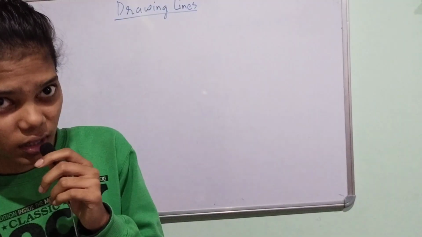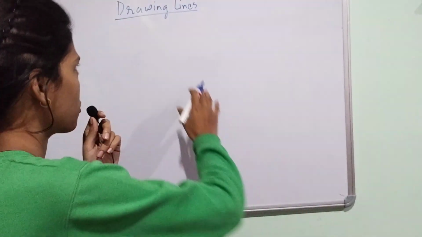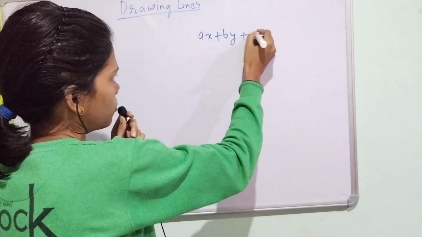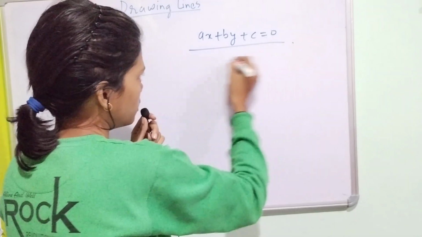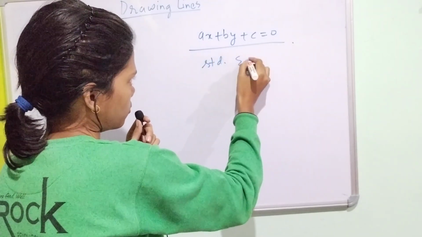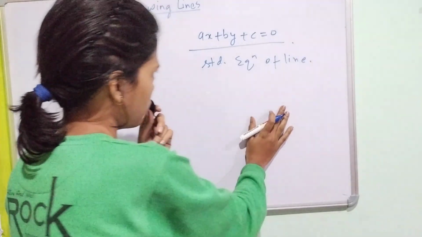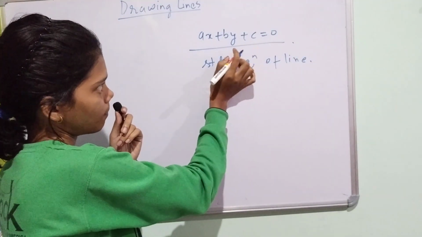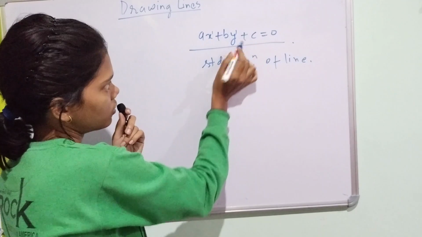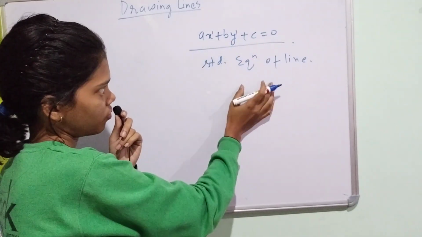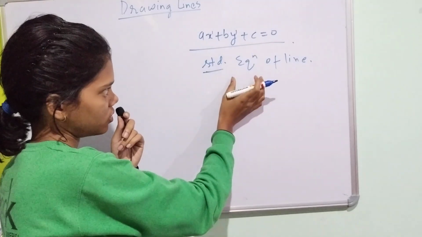So in order to do that, first we should know what the equation of a line is. So see, ax plus by plus c equal to 0. This is the standard equation of a line. A 1 degree equation in x and y is the equation of a line, and this is basically the standard equation of line.